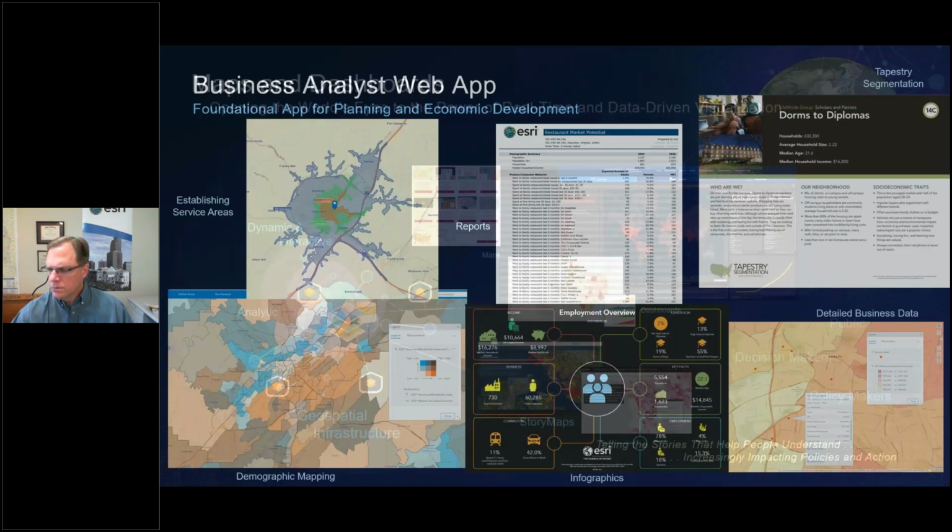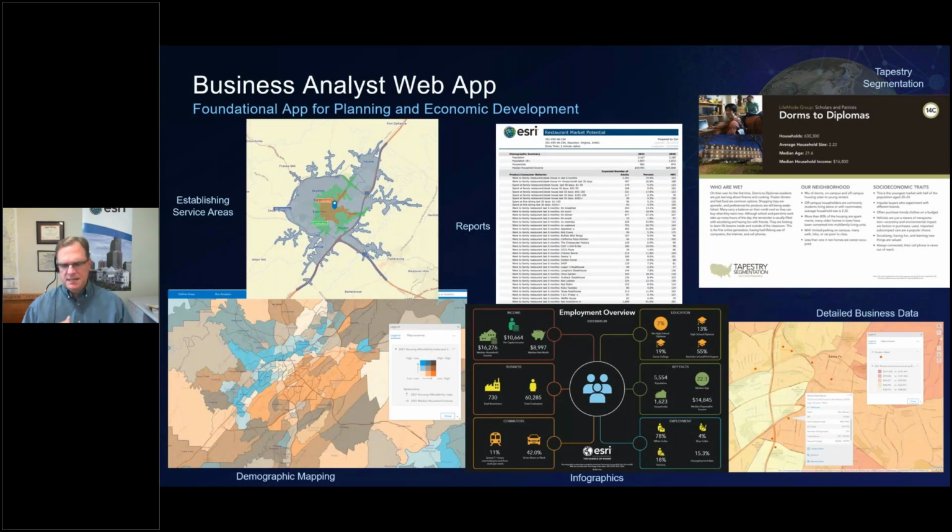So I wanted to go over some of the apps now that we talk about diving into the latest capabilities. These are really the apps that I feel are absolutely necessary within a planning department. And I wanted to start with the Business Analyst web app. You may also know it as Community Analyst. You may be using a version of that or have heard of that. To me, this is really a foundational app for both planners and economic developers because I've visited hundreds of sites across the country. I've yet to find one that either wasn't using this or couldn't use it.